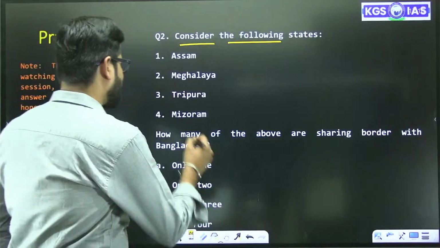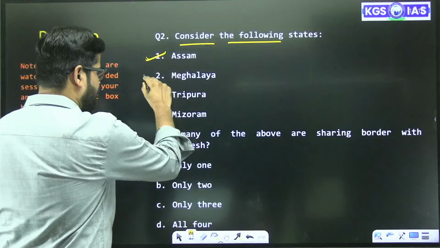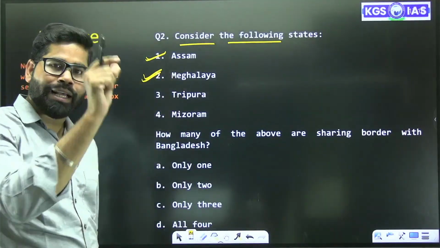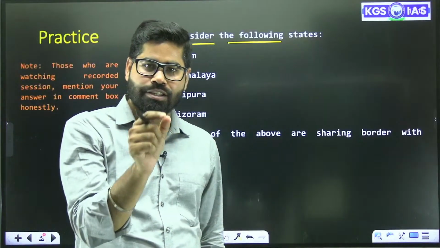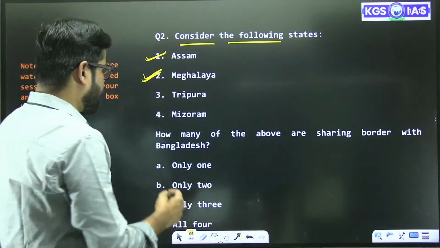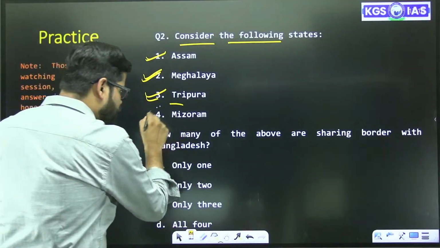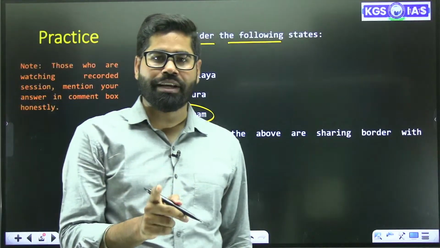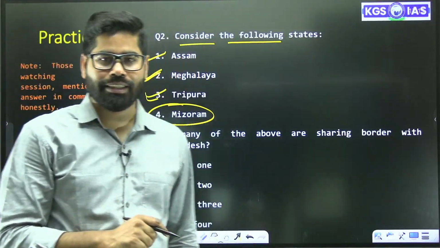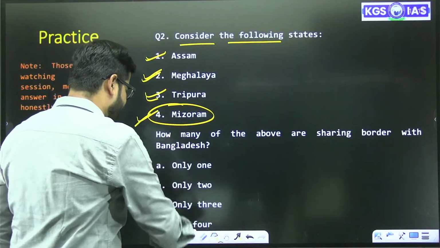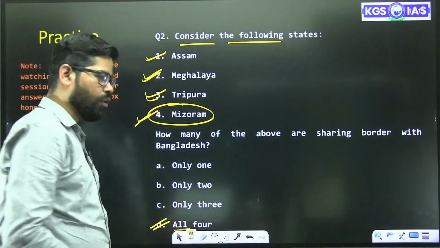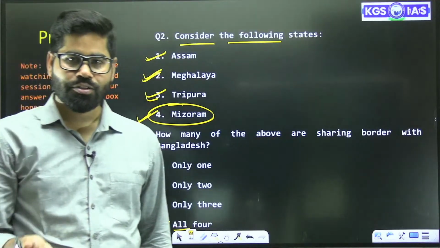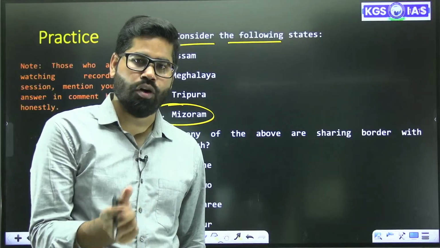If you look at this, Assam is sharing a border, Meghalaya is also sharing. Tripura is in fact surrounded on 3 sides by Bangladesh only. Mizoram is also sharing a border with Bangladesh. So all these 4 are correct here. The answer will be option D, all 4.